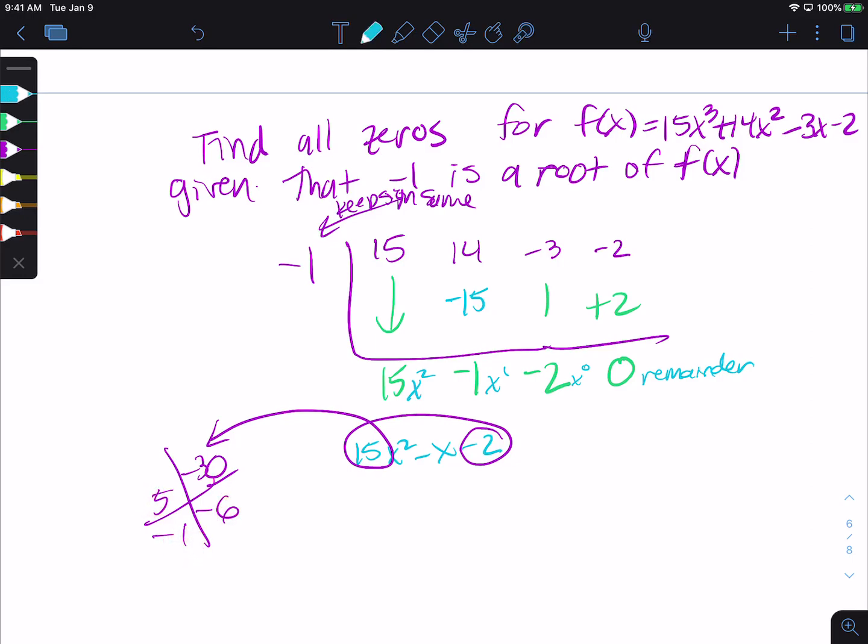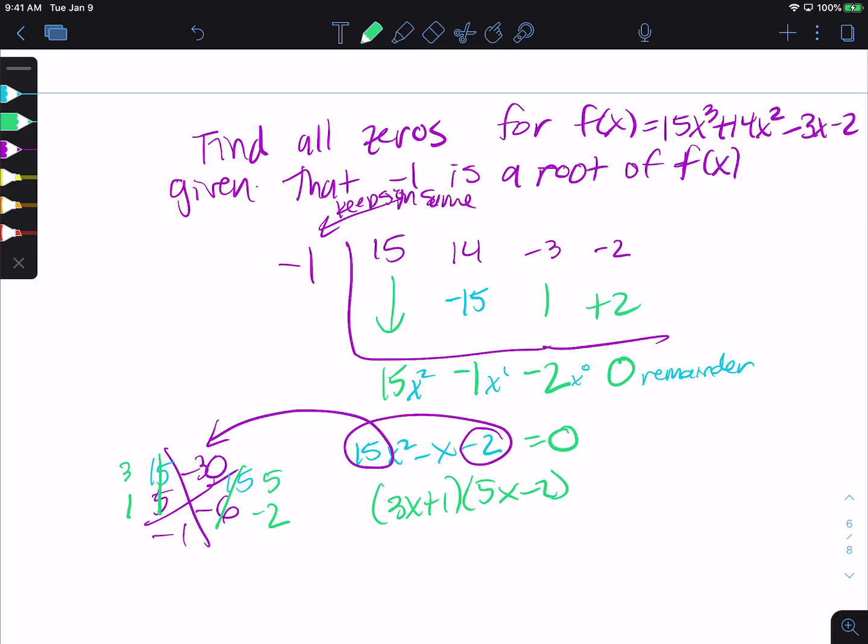Okay. I put back the 15 on both of these, and then I find any common factors. So 15 and 5 have a common factor 5. 5 goes into 15 3 times, 5 goes into 5 once. 15 and 6 have a common factor of 3. 3 goes into 15 5 times, 3 goes into negative 6 2 times, and I keep the negative. So then this will factor to 3x plus 1 times 5x minus 2.